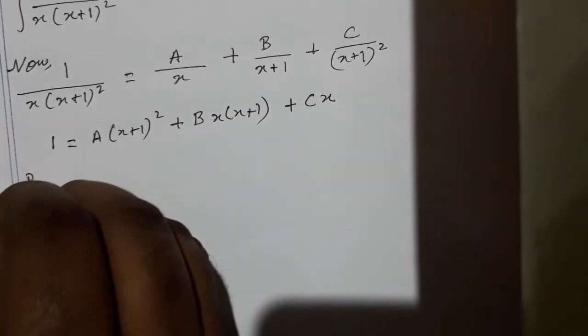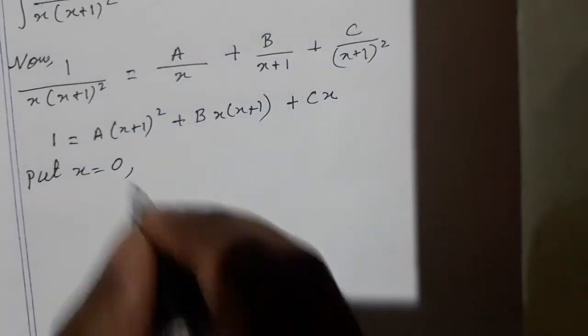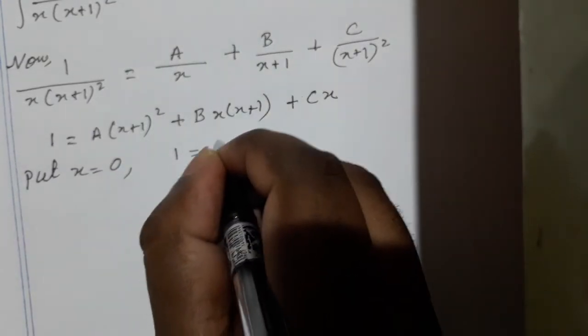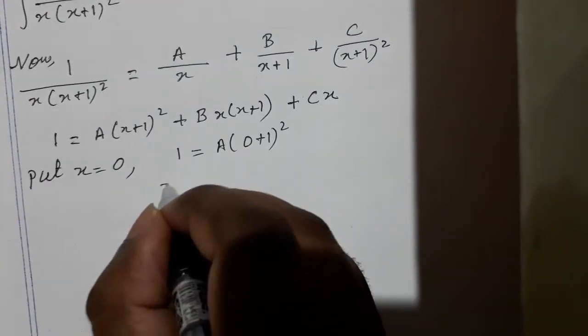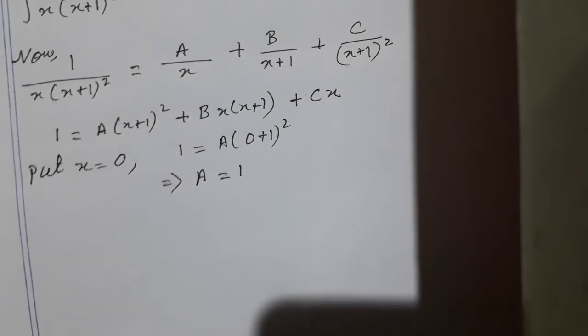So first of all, I'll take 0. So put x equal to 0. If I take x equal to 0, I am getting 1 equal to A times (0 plus 1) whole squared. So that is nothing but A equal to 1. So we get the constant A to be 1.